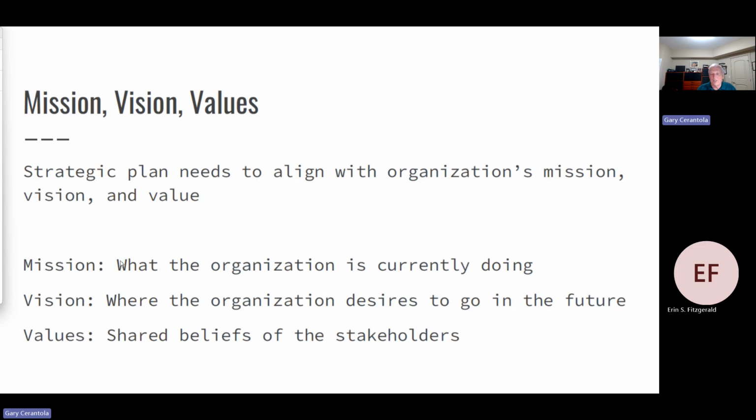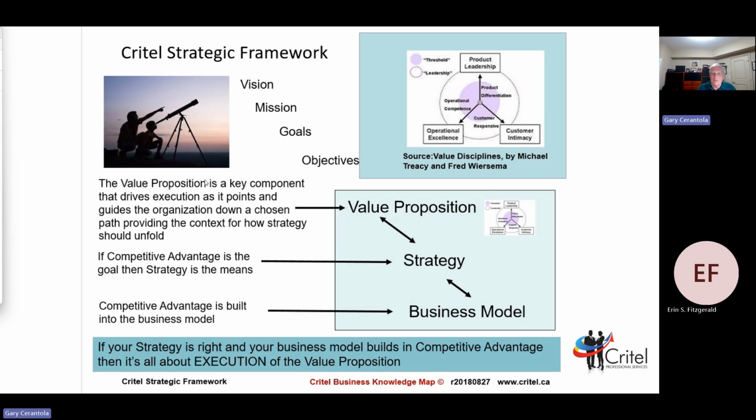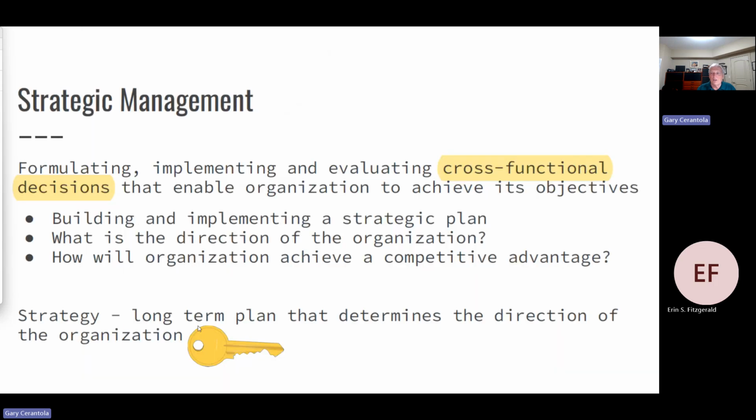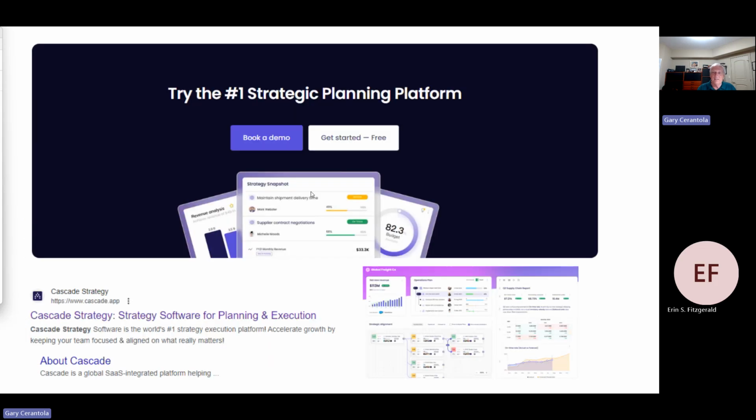And then there's all these other pieces of vision, value, and goals as you go through. This is one of my creations. It's all good to have this, but really, focusing on what the value proposition and what the strategy is and the business model. If your strategy is right and your business model builds competitive advantage, then it's all about the execution. And I can't say enough about execution. And what you need to do is look at those cross-functional decisions, those interdependencies that enable the organization to achieve its objectives. And then, when you do that, that strategy is the long-term plan that determines the direction of that organization.